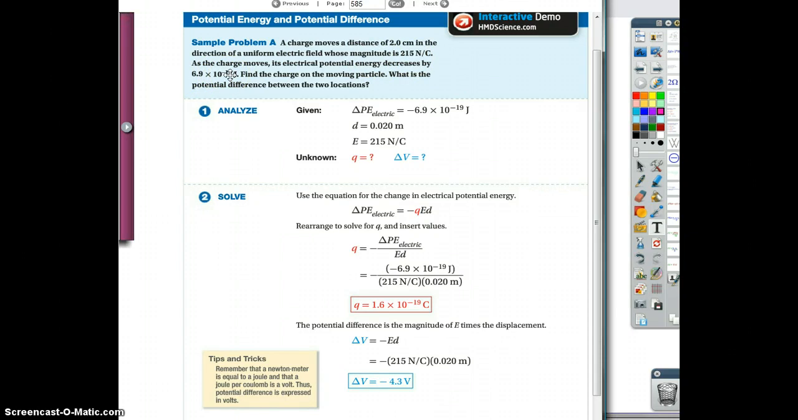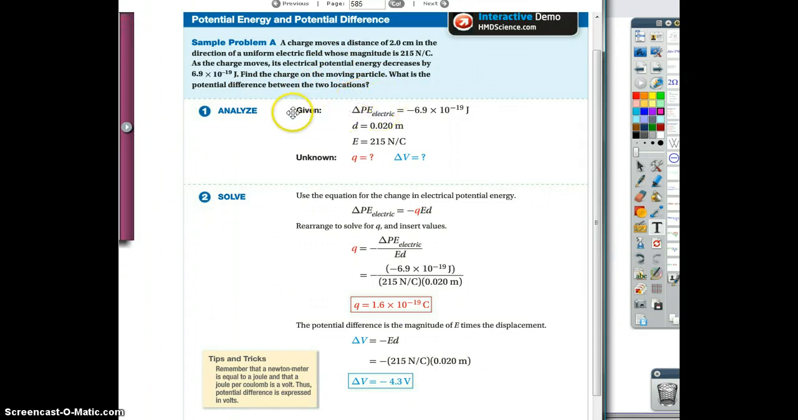Remember when I had the notes up there with Bob and the boat, and I said if you go with the field you lose energy? Well, this is what it's talking about. It's going with the field, so it's losing energy. Find the charge of the moving particle. What is the potential difference between the two locations?